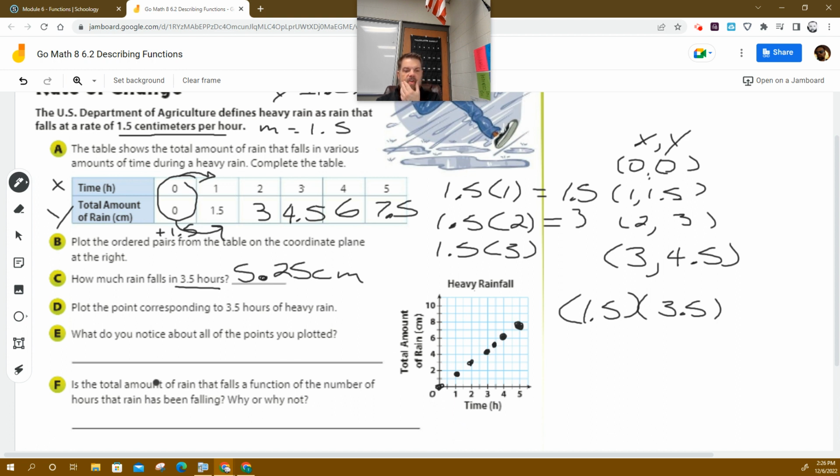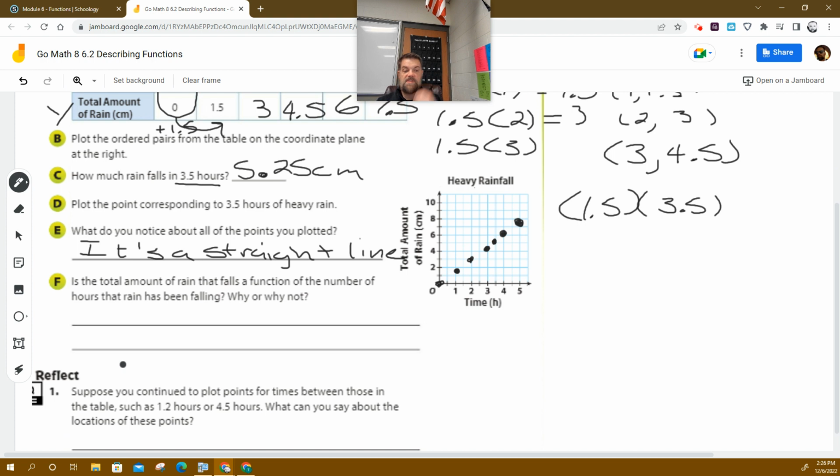So then it says, what do you notice about all the points that you've plotted? What do you guys notice? It goes in a constant line. Yeah, it's a straight line. I'm going to say straight line. That's a little redundant too. Whenever we say something's a line, technically in math, it's straight. Anything that has a curve to it, we don't call a line, we call it a curve in a math class. Okay? But even Mr. Adams messes that up sometimes. I make the mistake. So it says, is the total amount of rain that falls a function of the number of hours? Why or why not?